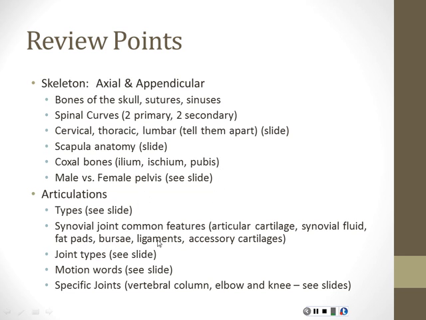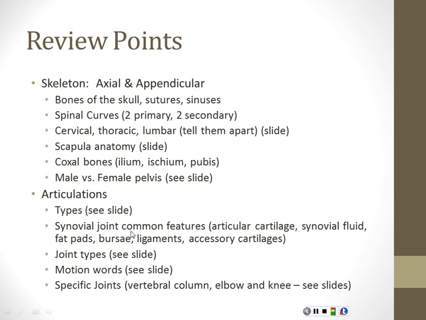Ligaments connect bone to bone. And then accessory cartilages are things like the menisci in the knee, where they're cartilages that are not directly attached to the bone, but help to keep the bones in their proper position. So we have some of those.